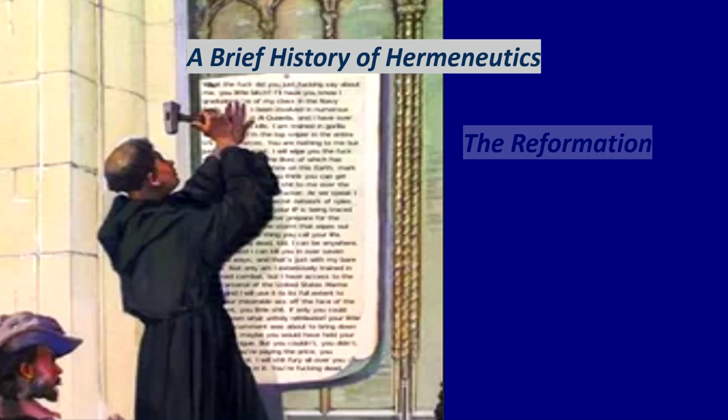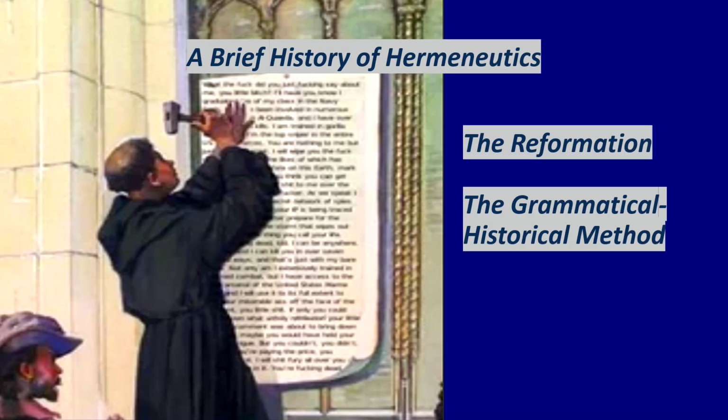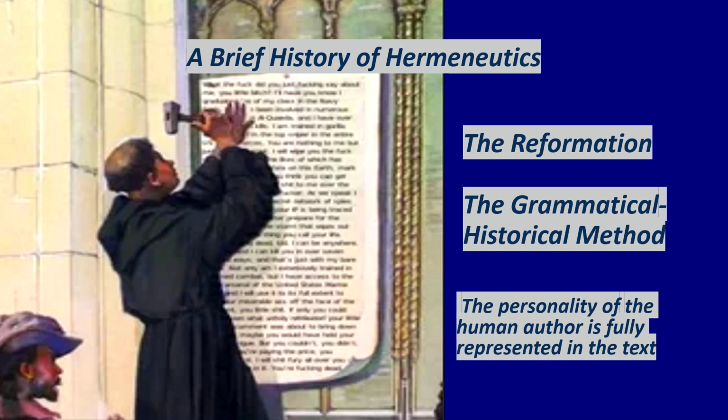During the Reformation, Protestant scholars ultimately settled on what we call the grammatical-historical method. They concluded that the Bible is divinely inspired down to the very words, but also fully human, a book written by human authors, shaped by their personalities, knowledge, and cultural historical context.